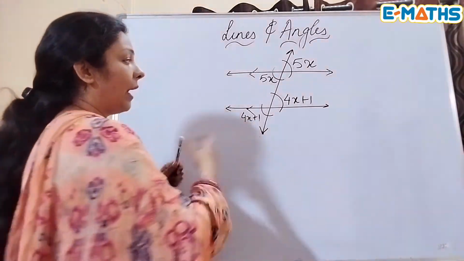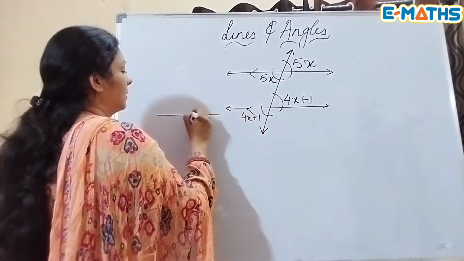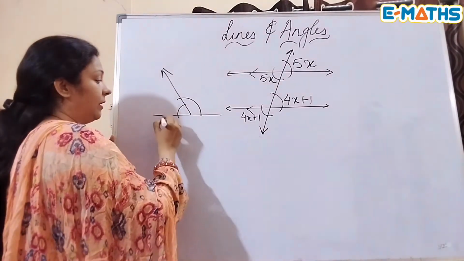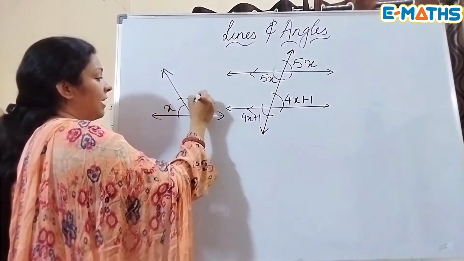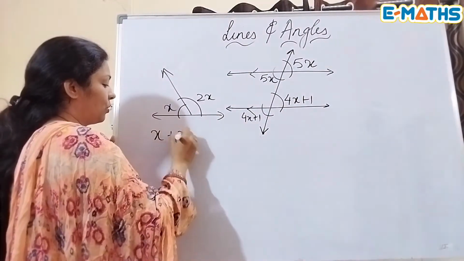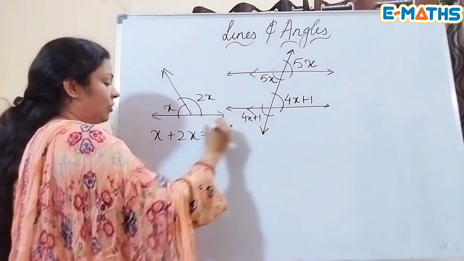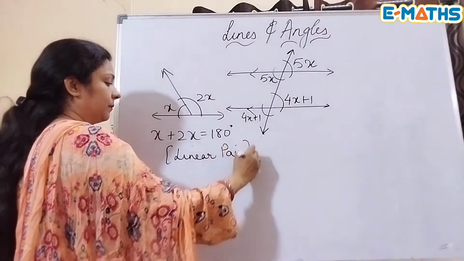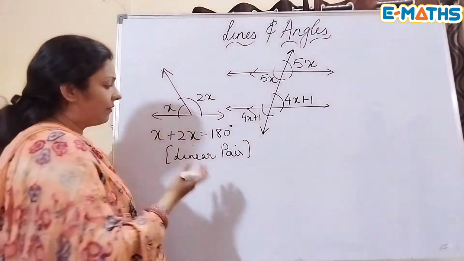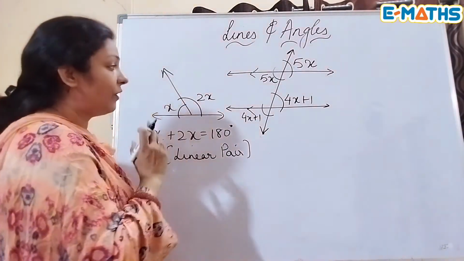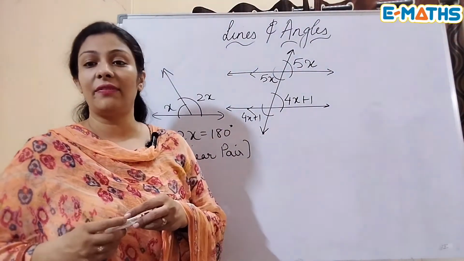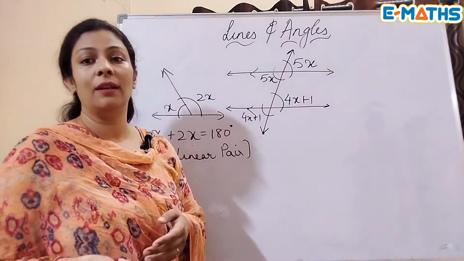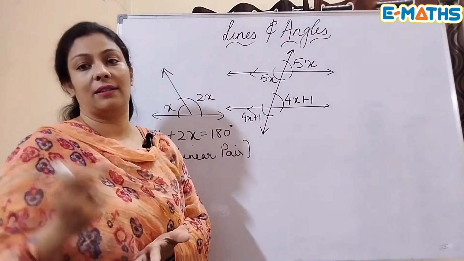Also, if two angles are formed on a straight line, then their sum is 180 degrees. If this is x and this is 2x, this will be x plus 2x equals 180. And for this, you can write the reason as linear pair or supplementary angles. With that, you can find the value of x again. So with this, we can easily find the values of the unknown angles like x, or if any angle is missing, you can find that as well. Just remember the properties of parallelism.